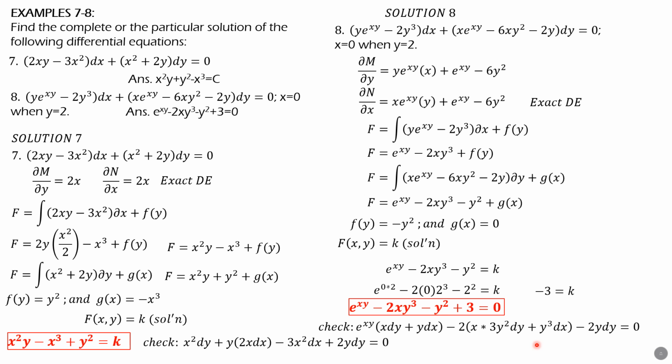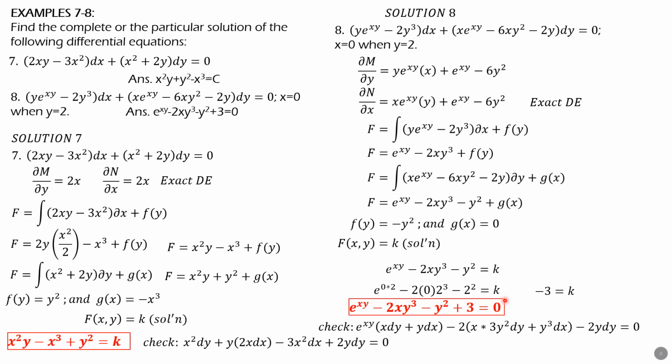So let's check if the terms of these differentials are found in the original given equation. So there is x e to the xy dy, x e to the xy dy, check. There is also y e to the xy dx, y e to the xy dx, check. Is there negative 6x y squared dy? Negative 6x y squared dy, check.